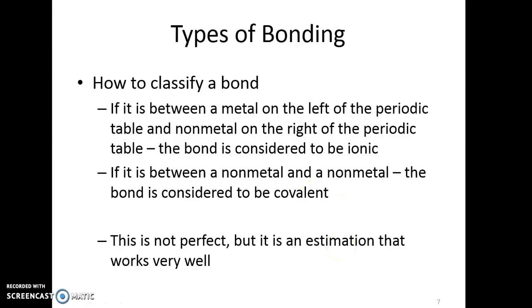Now, how do you know what type of bond is there? It's relatively easy. If it's between a metal, which is on the left, and a nonmetal, which is in the upper right, we consider that to be ionic. And if it is between a nonmetal and a nonmetal, then we consider it to be covalent. It's a gray area. Purely ionic and purely covalent aren't very many bonds like that. It's not a perfect description, but for us, this works.